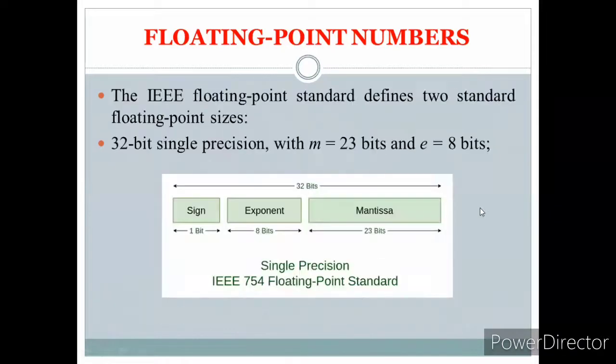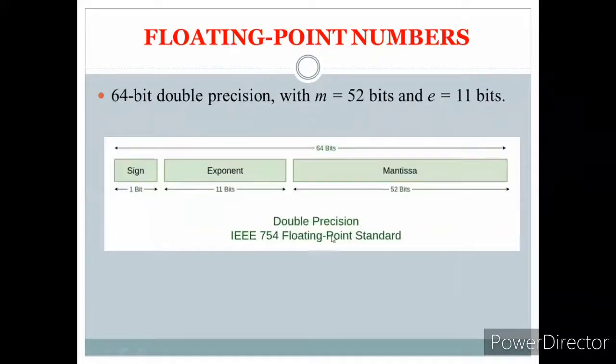Now let us see the examples. The two standards that we have here are the IEEE 754 floating point standards. If it is 32 bits, it is single precision: 1 sign bit, 8 bits for the exponent and 23 bits for the mantissa. If it is double precision, it is 64 bits: 1 bit for sign, 11 bits for the exponent, and the mantissa is 52 bits. So depending upon the floating point representation, we can choose.